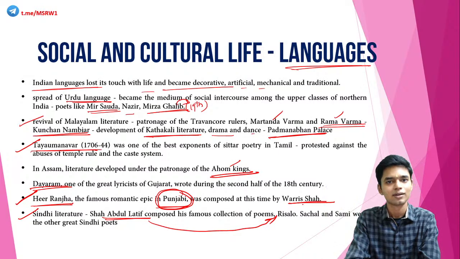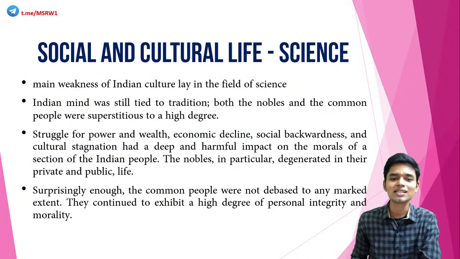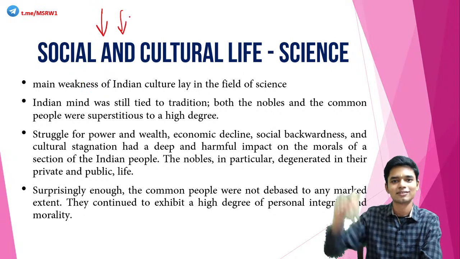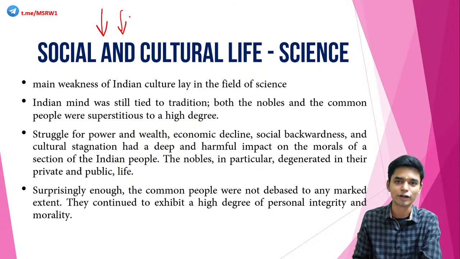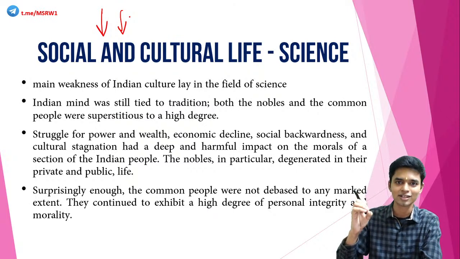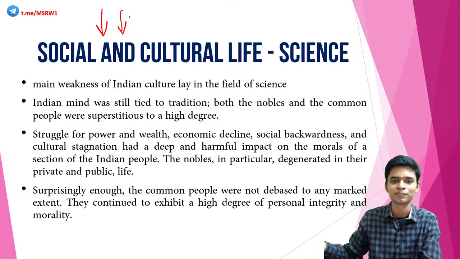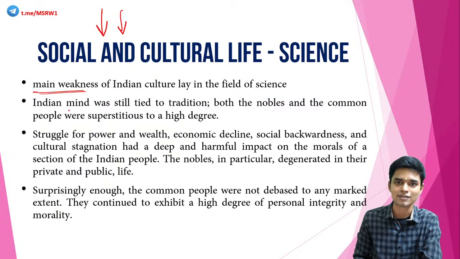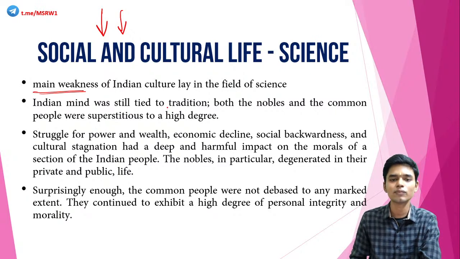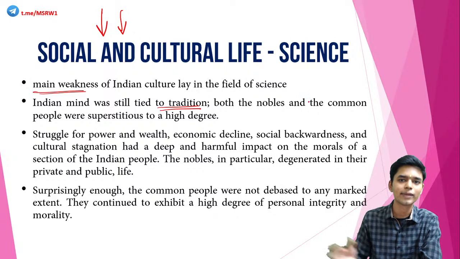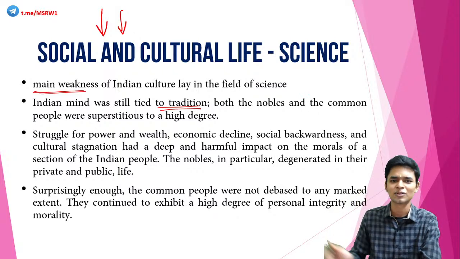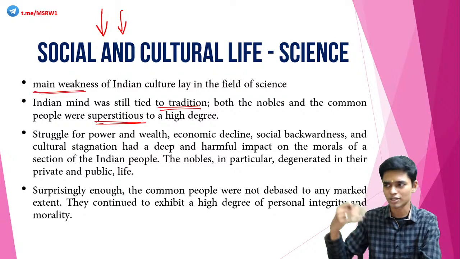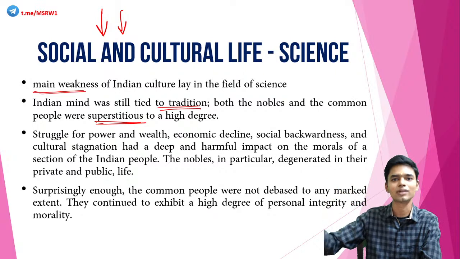etc. Okay? Science. This is the area where India witnessed a huge downward movement. Okay, extremely stagnant, not at all, zero innovation. Okay, lagging behind the West, ignorant of the West. This was the main weakness of Indian culture. Okay, in the field of science, the Indian mind was still tied to tradition. Nobles, common man, everybody was into superstition. Okay, a highly superstitious society, not appealing to science or to reason or anything.